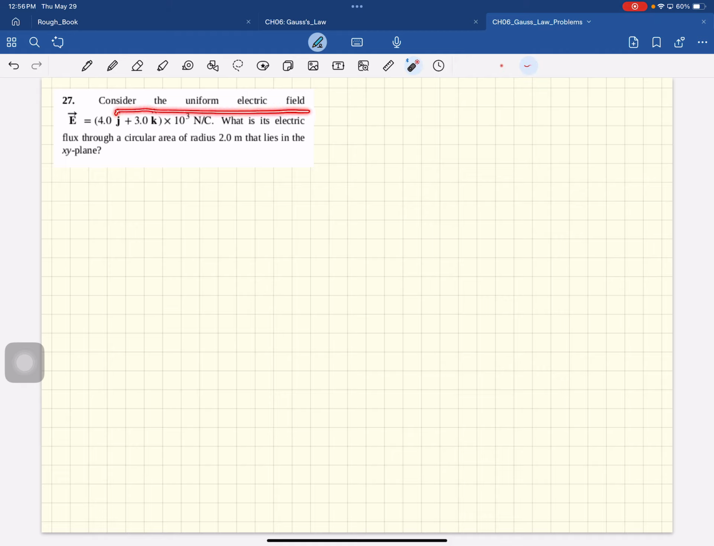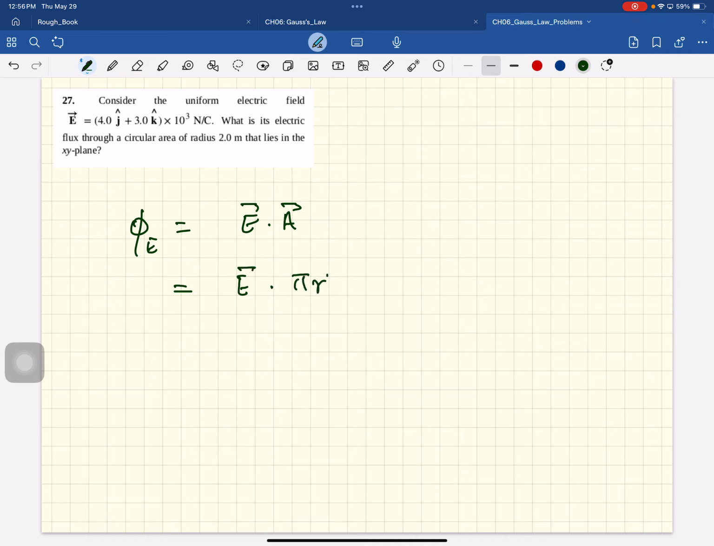Okay, consider the uniform electric field. What is the electric flux through a circular area of radius 2 meters that lies in the xy plane? So the flux is E dot area, and what is the area? In the XY plane, it's pi r square k hat.